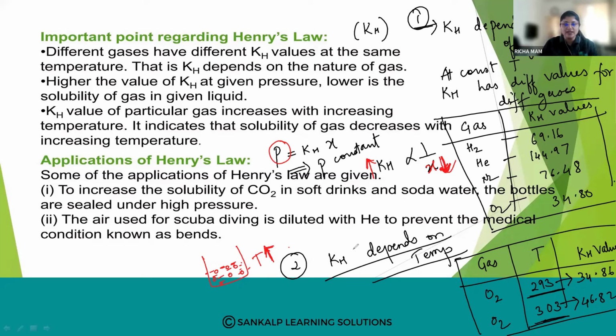So the KH value depends on what? It depends on both the nature of the gas as well as the temperature. So remember this thing: when you are talking about temperature, the KH value is directly proportional to temperature. Please make a note: KH is directly proportional to temperature. Is it clear, these two factors?